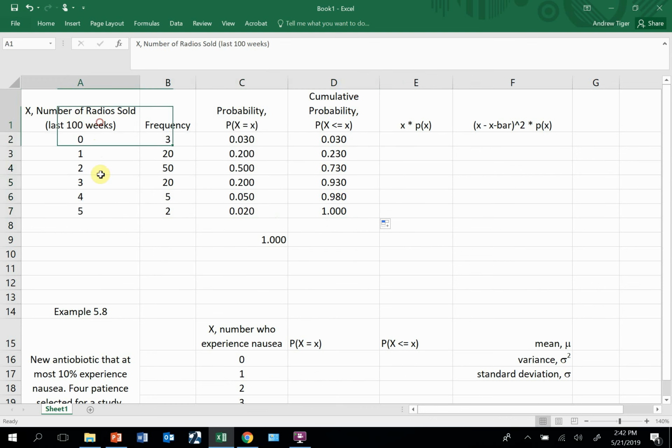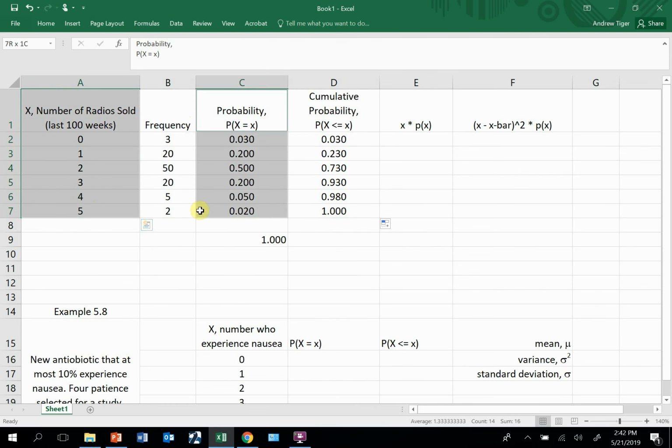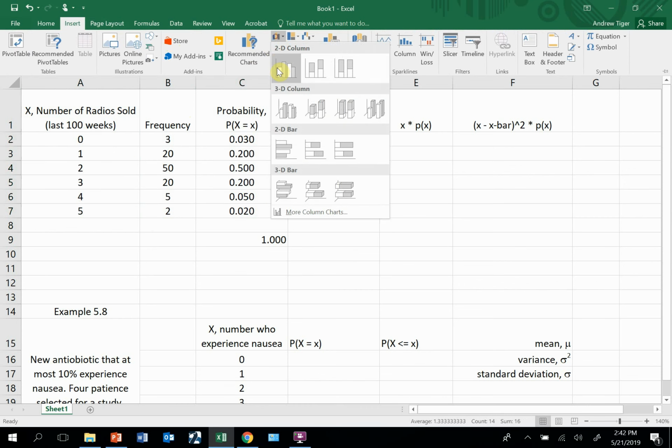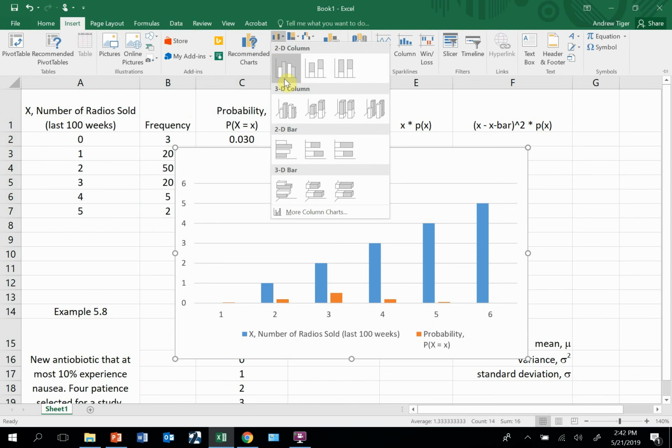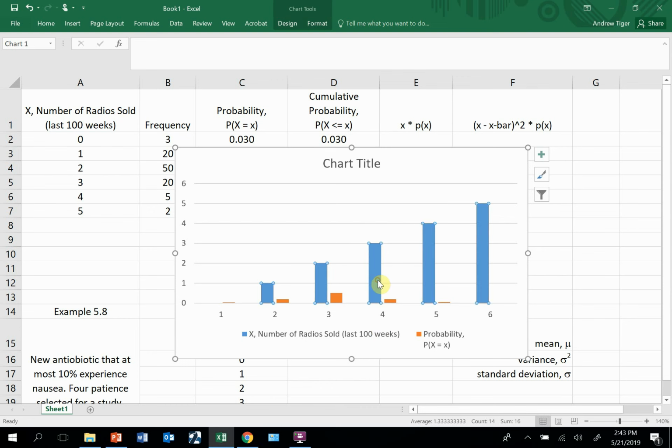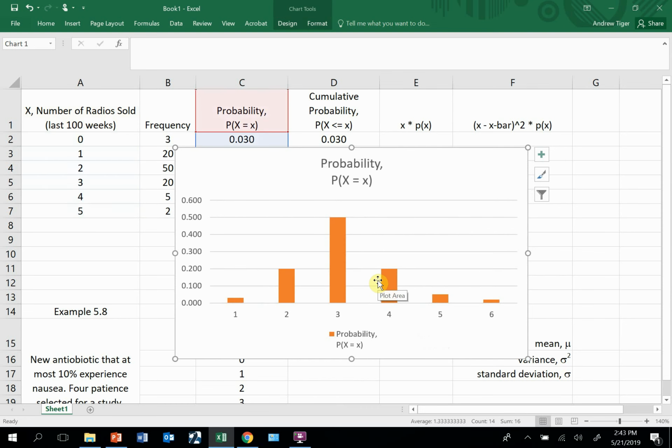You could certainly plot this if you wanted to. Build a graph of it like that. I don't like that one. Let's go ahead and grab it, but then I don't need the blues there. So that's a probability chart, a bar chart of the probabilities.